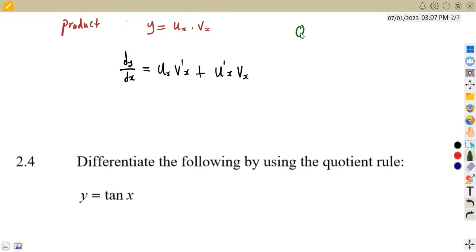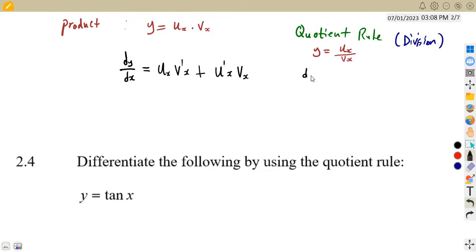Then we move on to the quotient rule. The quotient rule applies on a condition whereby we are dealing with division. So this is on division, while product is multiplication. Once you're given two expressions of x dividing each other, for example, y is equal to u(x) over v(x), that's a division. These are functions of x divided by each other.